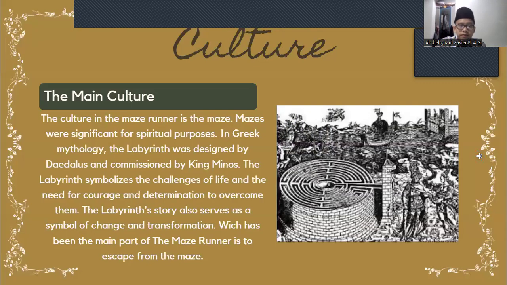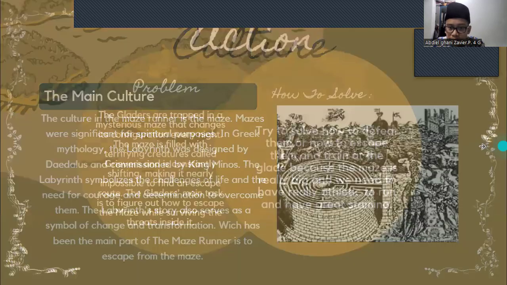Culture. The main culture of The Maze Runner is the maze. Mazes were significant for spiritual purposes in Greek mythology, and the labyrinth was designed by Daedalus and commissioned by King Minos. The labyrinth symbolizes the challenge of life and the need for courage and determination to overcome them. The labyrinth also serves as a symbol of change and transformation, which is the main part of The Maze Runner: to escape the maze.